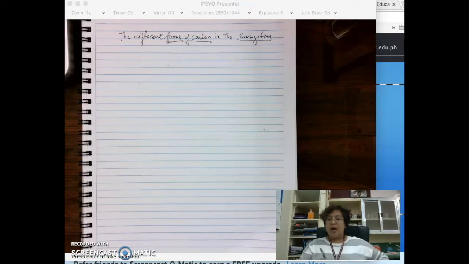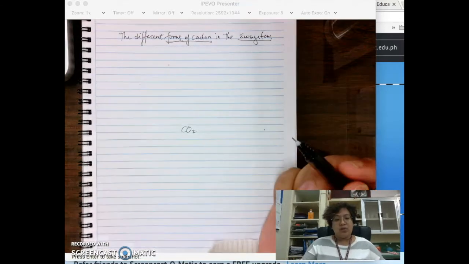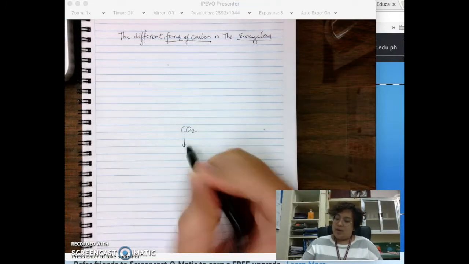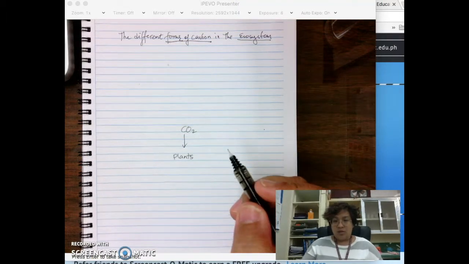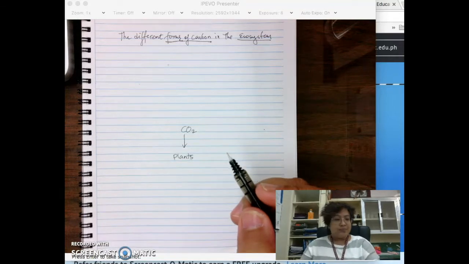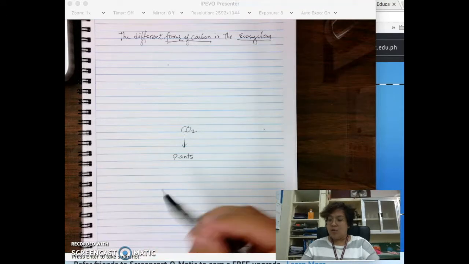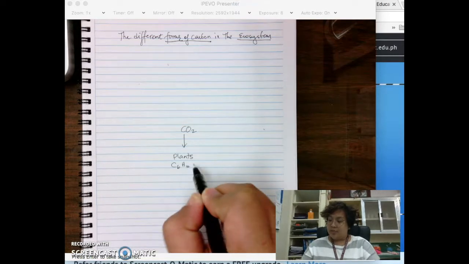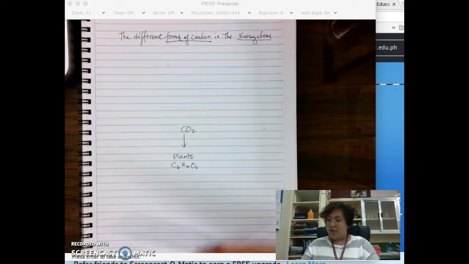So let's start by saying that carbon is normally found as a gas in the atmosphere, so CO2 gas. And this gas can be absorbed by your plants or your producers through the process called photosynthesis. So where is carbon now? It's in the plants, and it's in the form of chemical energy. In this case, starch, or the monomer, which is glucose.